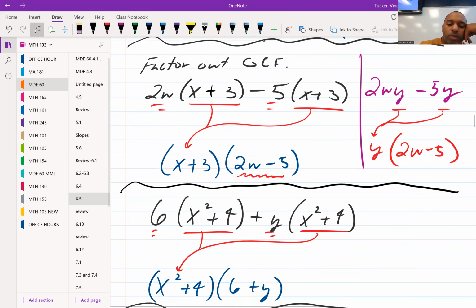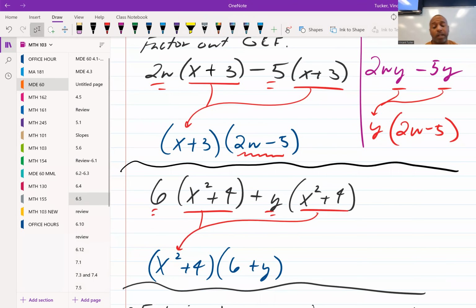All right. So here, just reemphasizing the process, we have 6 times x squared plus 4 plus y times x squared plus 4. X squared plus 4 is what's in common with both expressions. So you bring that out front and you're left with what's sitting in front of them, which is 6 plus y.